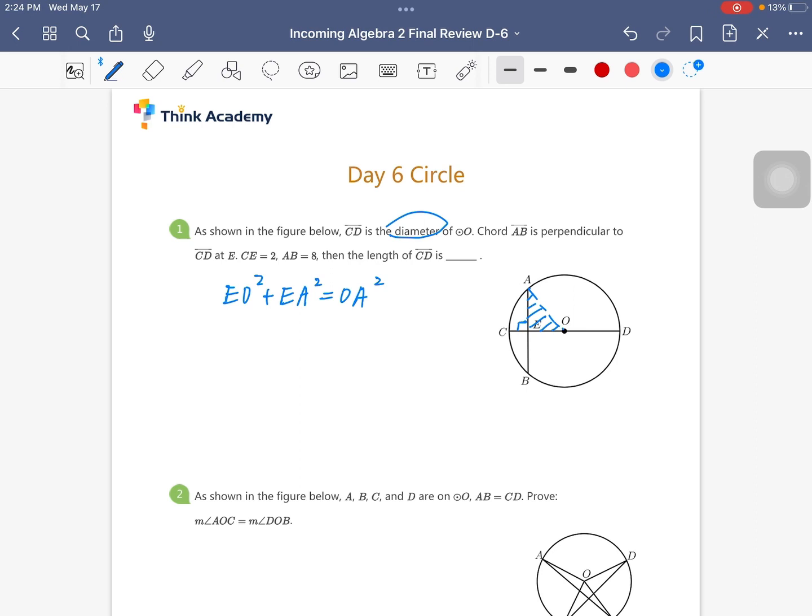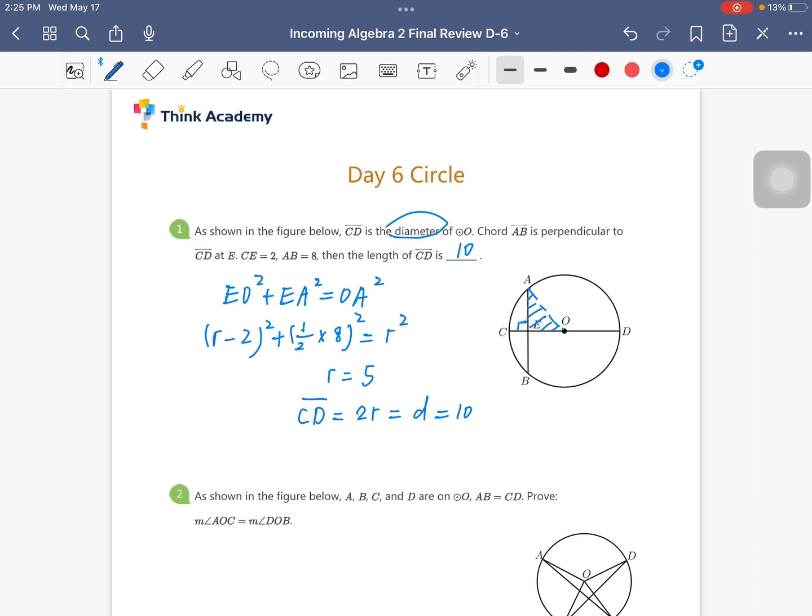EO equals R minus the length of CE, which is 2, and EA equals half of AB, so that would be half of 8, squared. It equals OA, which is the radius. Then we get the radius is 5. So CD equals 2R, which is 10. This is a very basic question about the diameter and the radius.